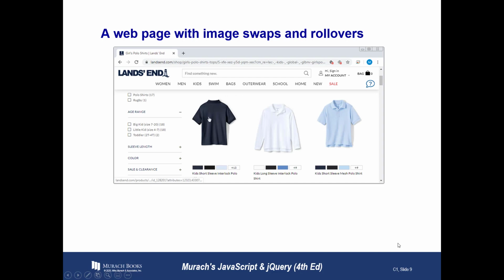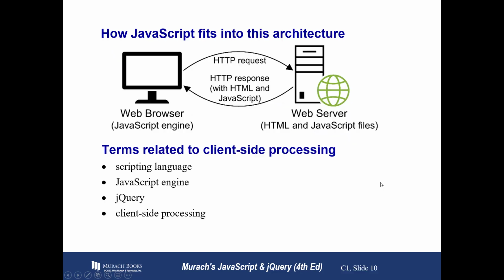A web page with image swaps and rollovers: you probably have all seen these when you take your mouse and put it on a page and it changes. For instance, here, notice this kid's short-sleeved shirt. It looks like it's in 3 colors, and one color is showing now. If I put my mouse over here, it would change to that color, etc. So how does JavaScript fit into this? Again, JavaScript is basically what allows the interaction to take place, the interactivity.